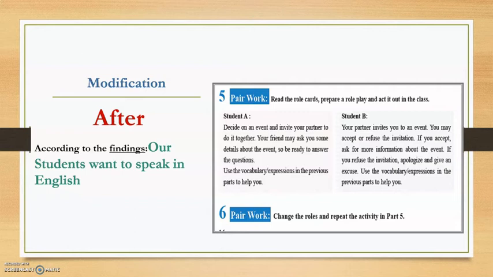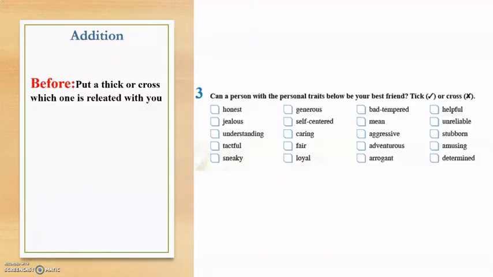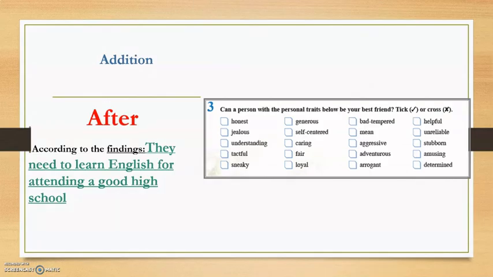Let's move on to the vocabulary part. In this part, there are 5 vocabulary activities in the unit, and 2 of them are going to be adapted. As you can see on the right of the screen, this is a put a tick or cross activity. What we do is an addition. This is the after. According to findings, they need to learn English to attend a good high school. That's why they need to learn and establish a good vocabulary in their minds.